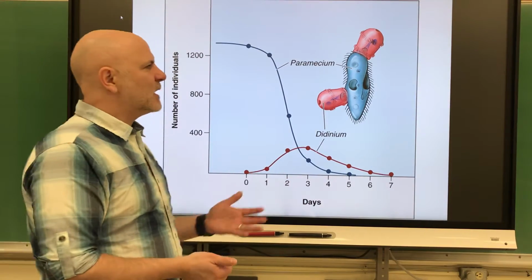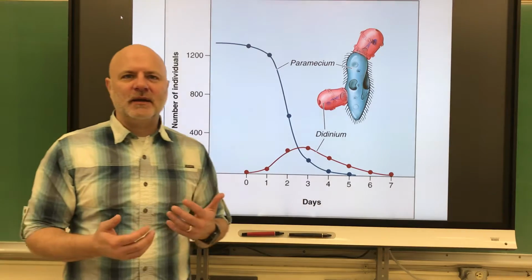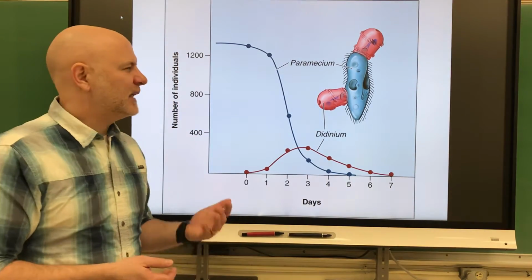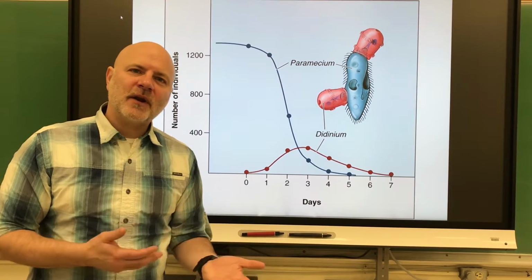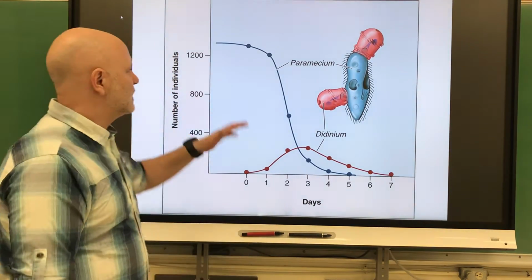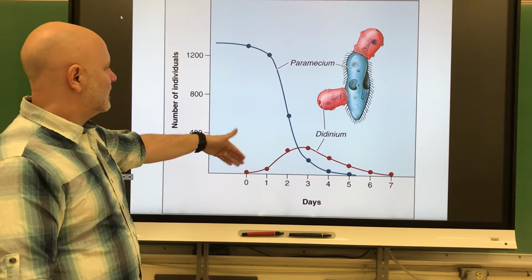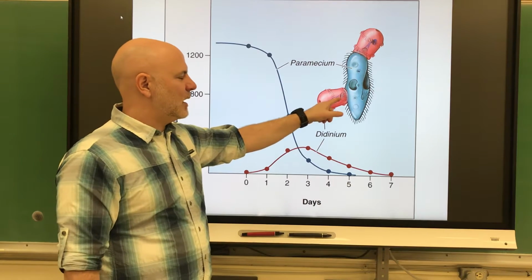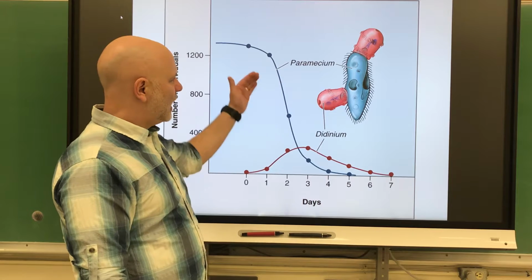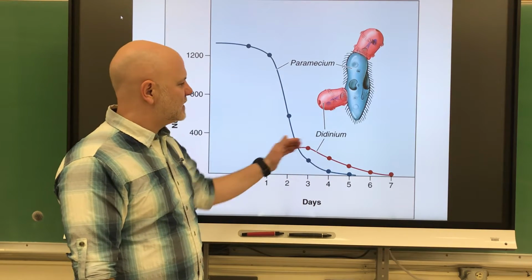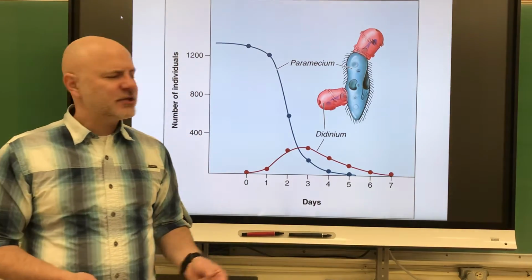All right, so let's look at predator-prey cycles. This is showing a predator-prey cycle that we see in a lab-type situation. In a lab-type situation, a predator eliminates the prey, and then the predator species dies after that. You can see here paramecium, there's a lot of paramecium there, and then didinium, a predator of paramecium, was introduced, and the didinium essentially killed all the paramecium, and then the didinium died. And that's what will happen in lab situations.